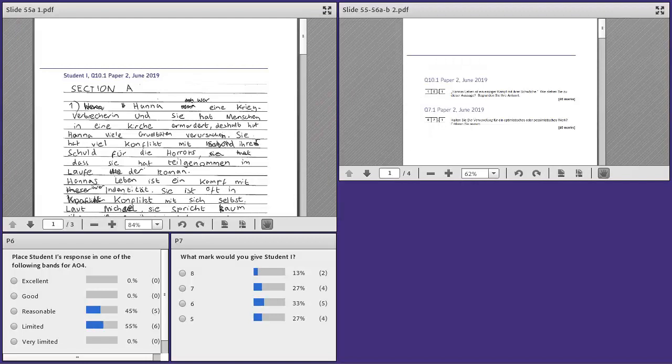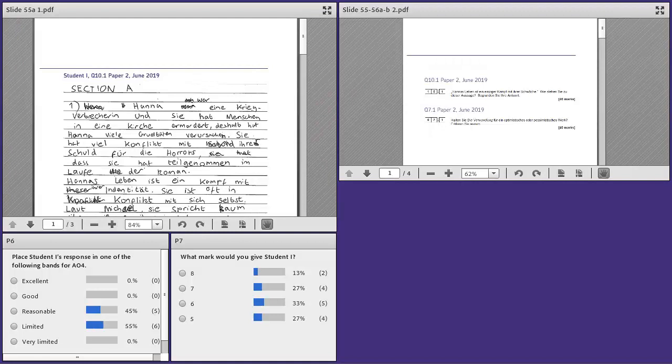So examiners work through the mark scheme descriptors from the lowest to the highest band of marks, assessing for AO4, so for the content first of all. This answer is definitely better than very limited, but there's not quite enough here to justify reasonable. It belongs in the top half of the 5 to 8 band, and 7 was awarded, which a few of you did give, so well done there.